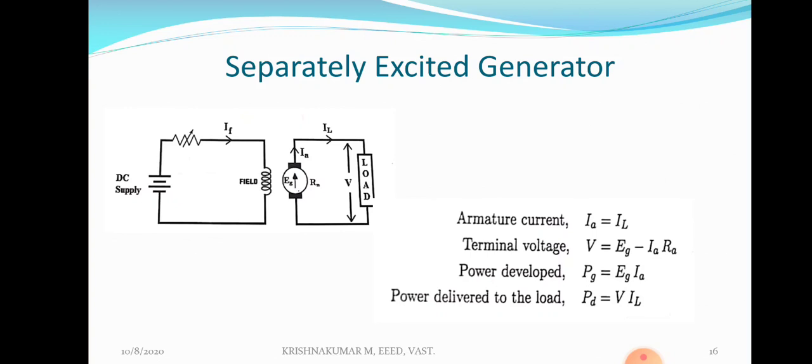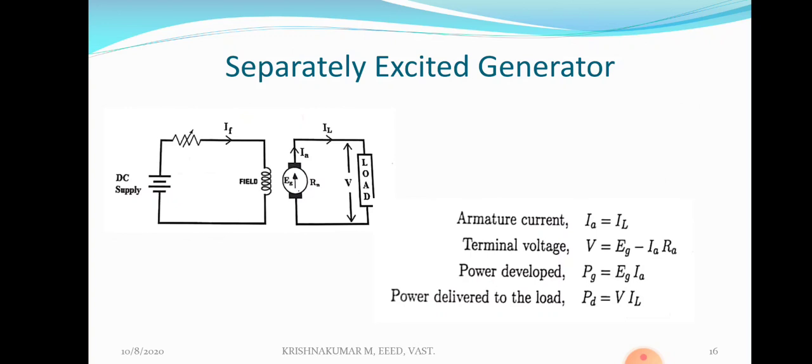To this field winding, we have to give an external DC source. We have to give a DC supply. The process of giving DC supply to the field winding of a machine for producing the flux is known as excitation. Here we are giving an external DC source to the field winding of this generator. Hence this generator is known as separately excited generator.